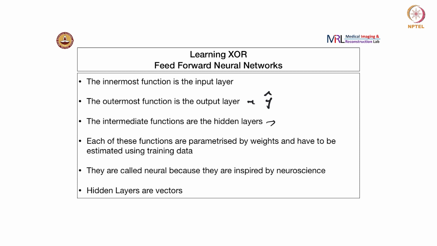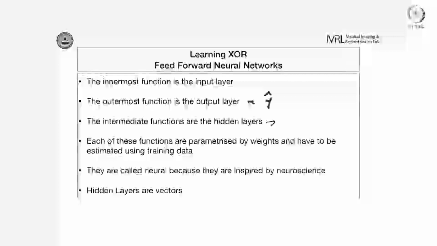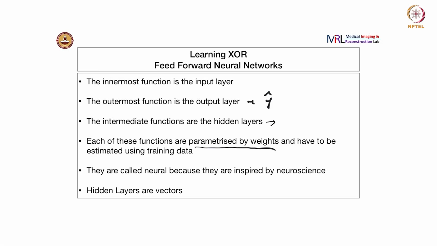Now each of these layers, or we can treat them as a function, they are parameterized by weights w, and sometimes we use w's or theta, either is fine. And they are usually estimated like we did for linear regression. They are actually also estimated using training data.